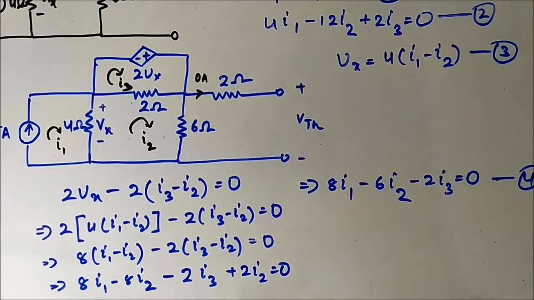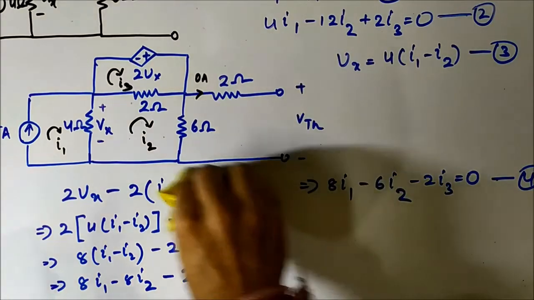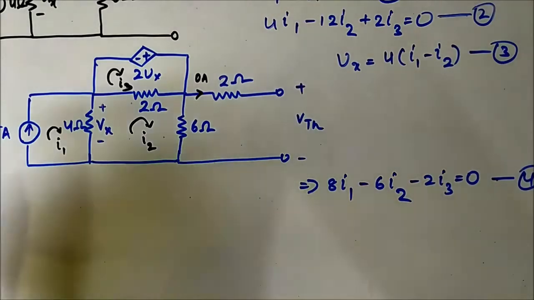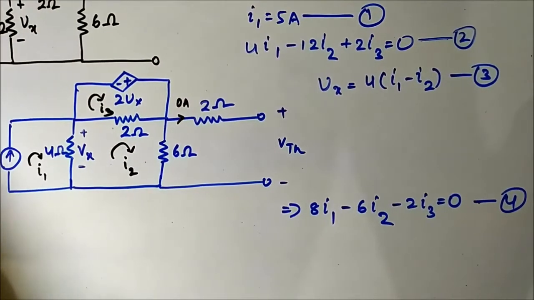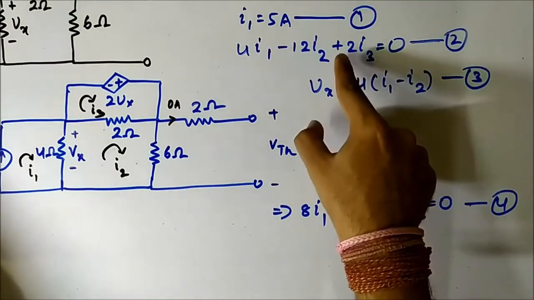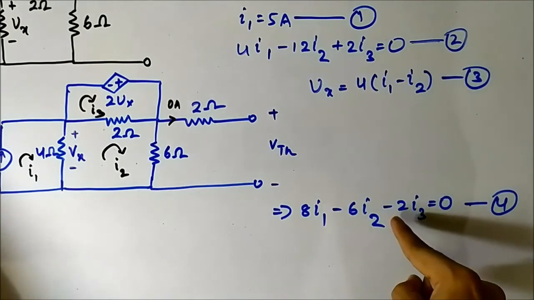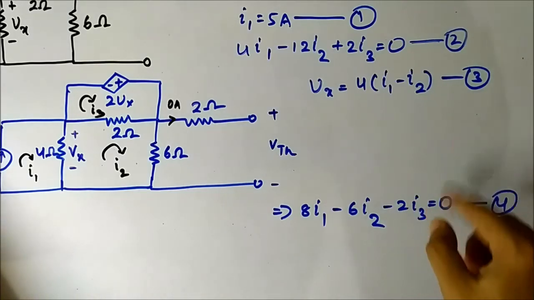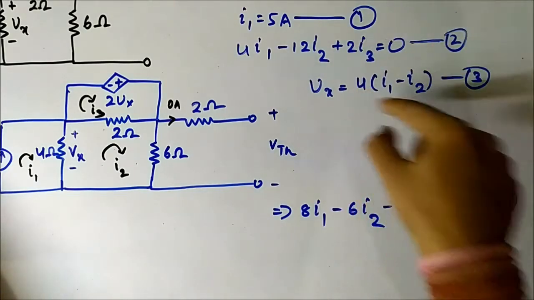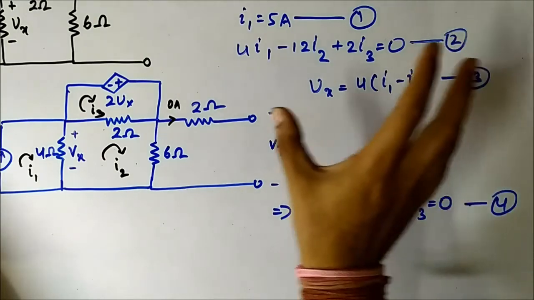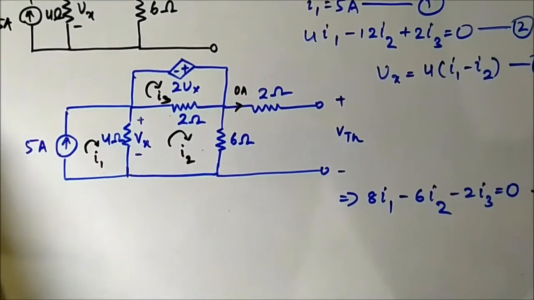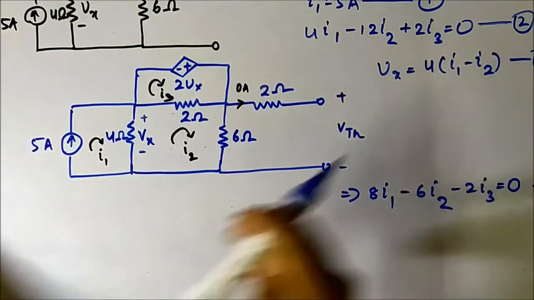Now we just have to solve them. So let us solve them. If you compare equation 2 and equation 4, see here it has plus 2 I3, here it has minus 2 I3. So if we add them together, equation 2 which we got previously and equation 4, I3 will be eliminated. We will get an equation in terms of I1 and I2, and the value of I1 we already know. So let us add them and we'll get the value of I2.